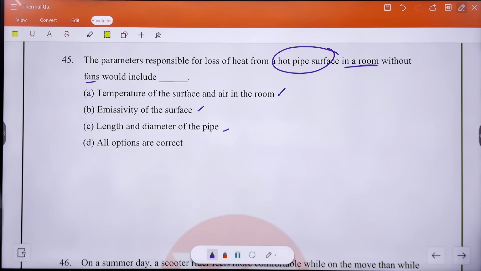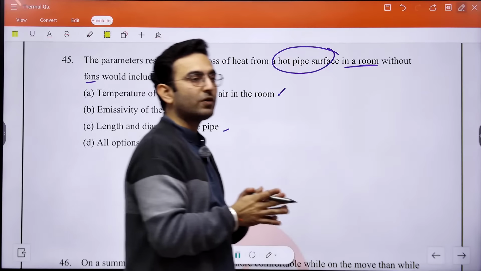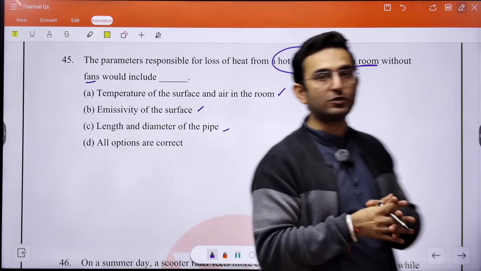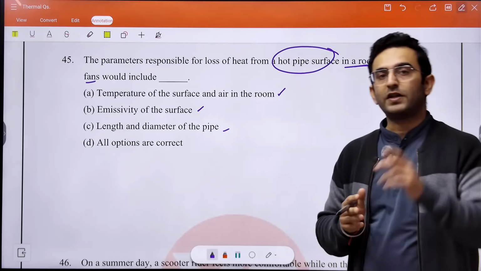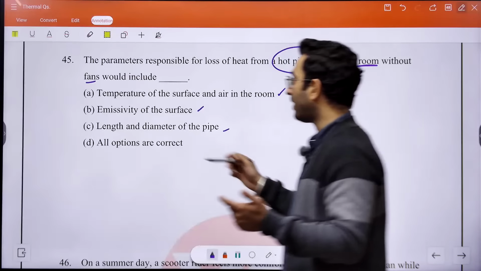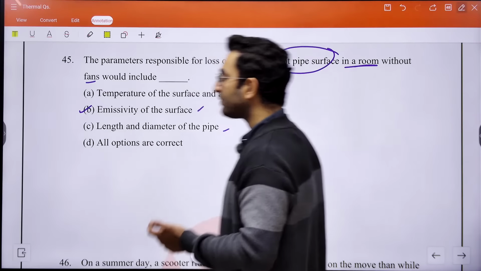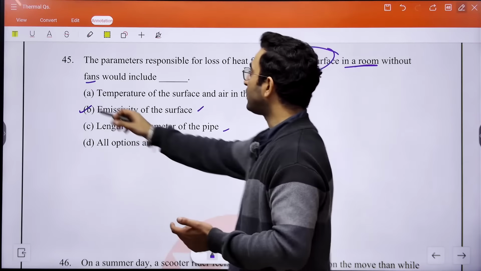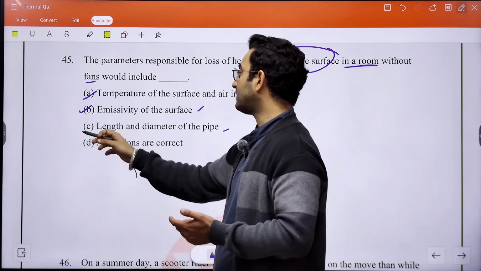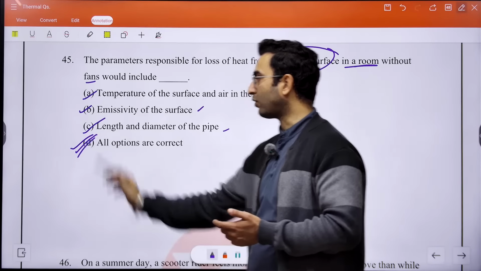First of all, you have to understand that if a pipe is placed in a room, the heat is going to be transferred by means of convection or by means of radiation. If the heat transfer is taking place through radiation, then we may have emissivity also. If the heat transfer is taking place by free convection, then it depends upon the temperature as well as the length and diameter of the pipe. So option number D will be the correct answer here, all of the above.